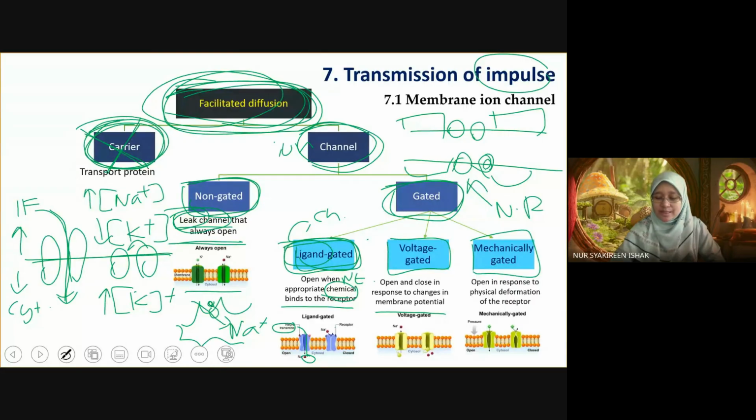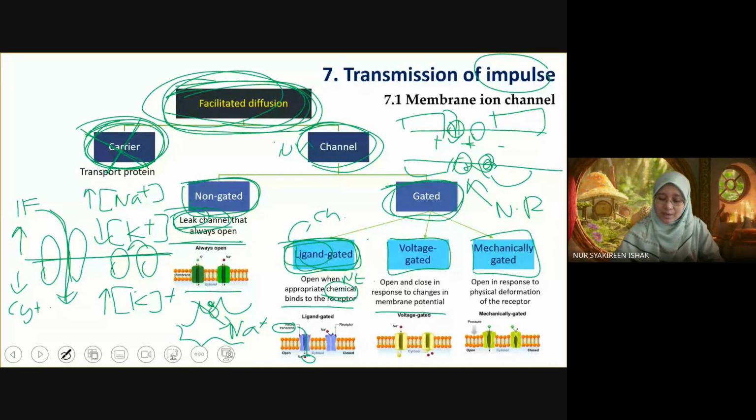Okay, voltage gated channel. If, for example, the neuron is stimulated, inside the cell it is negatively charged. If the neuron is stimulated, it causes the voltage gated channel to open. If this is a voltage gated sodium channel, sodium enters. Sodium enters, it causes the membrane potential to change from negative to positive.